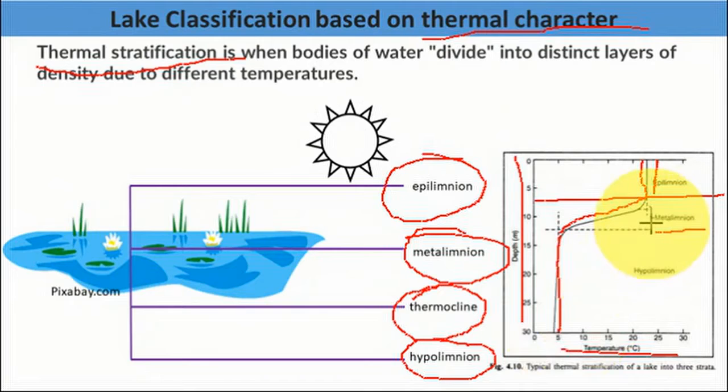layer of the water. So here somewhere in the metalimnion you'll find the thermocline, where the temperature changes very rapidly, and that is the area which gives that there is a difference between the hypolimnion and rest of the layers of the lake.